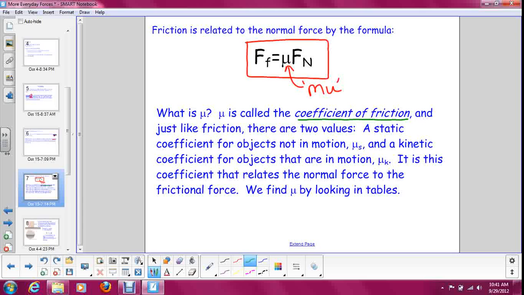There's a static coefficient of friction for objects when they're not in motion, and that is mu little s. And a kinetic coefficient for objects that are in motion, which is mu little k. And it's these coefficients that relate the normal force to the frictional force. And don't worry, you won't ever have to know any of the coefficients of friction off the top of your head. You will either look them up in a table to use them in this kind of problem, or you'll be solving for them. But you won't have to memorize any of these.